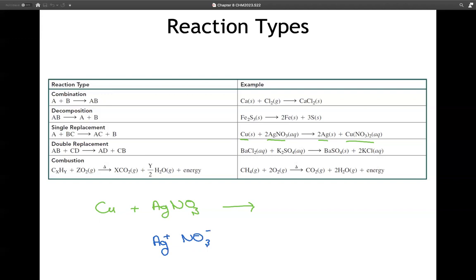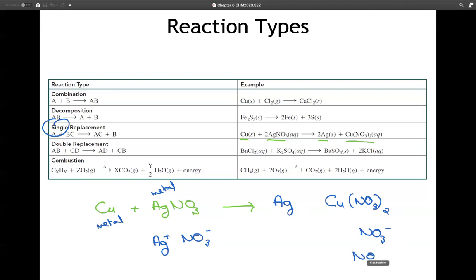Now, if you take a look at the product, because copper is a metal here and silver is a metal, it's the silver and the copper that are swapping when we think of the single replacement, right? So the silver will become the metal on its own and copper will form copper nitrates. So those 2 brackets, what are they indicating? They're indicating that we have 2 of nitrates.